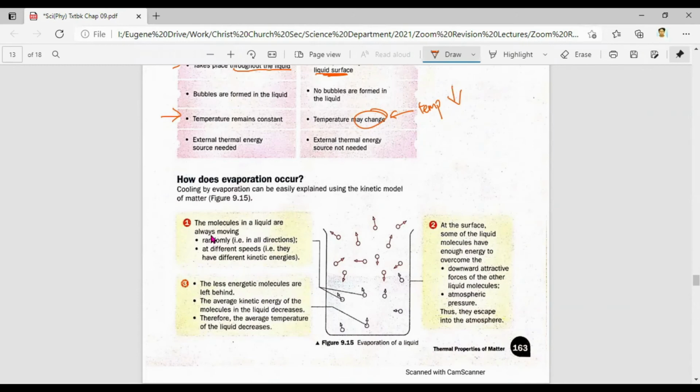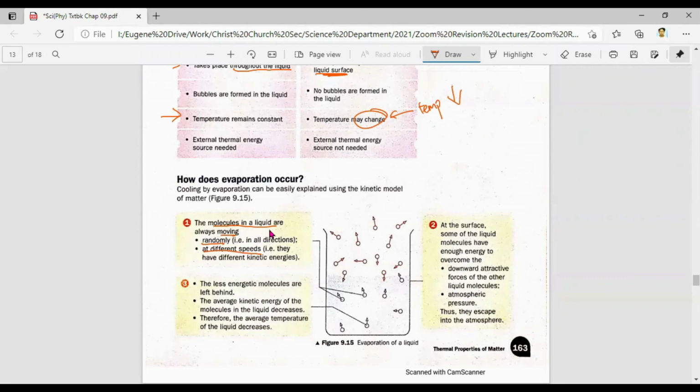First thing, the molecules in liquid are always moving randomly at different speeds. All those in brackets you don't really need to write. So whenever you need to describe how evaporation occurs, first thing is to say that the molecules in liquids are always moving randomly, but the molecules are moving at different speeds. This different speed part is important, which we're going to look at in a later part.